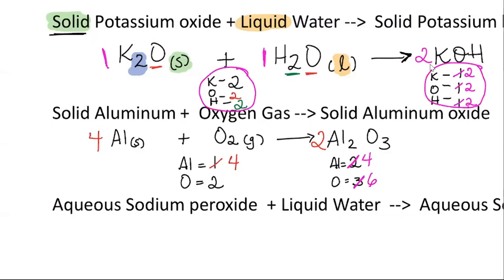So if we put a 3 here, my oxygens go to 6. And as you can see, you have the same number of atoms in reactants and products.